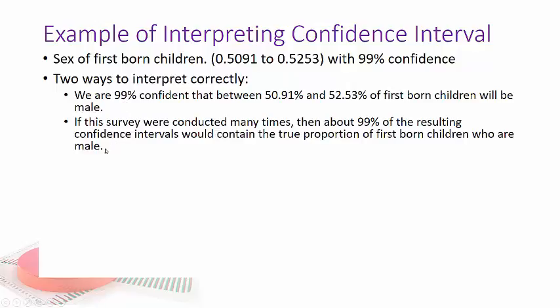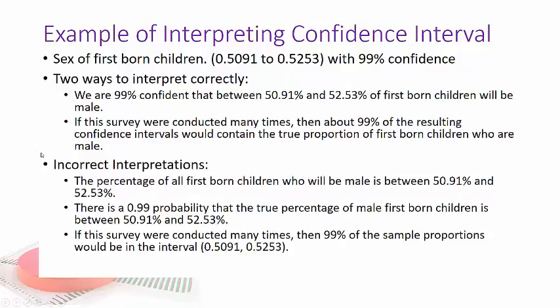The other way you can interpret it, and we've been doing this one, is if this survey or study were conducted many times, then about 99% of the resulting confidence intervals would contain the true proportion of firstborn children who are male. Here are some incorrect ways to do it.